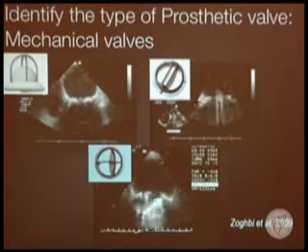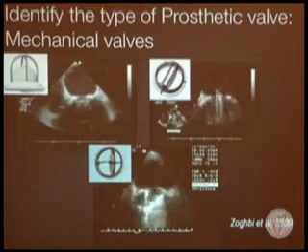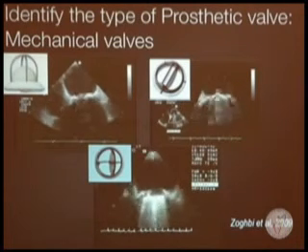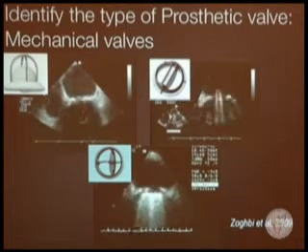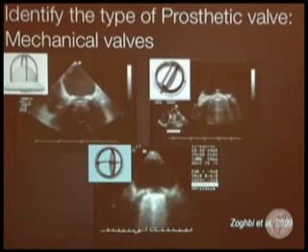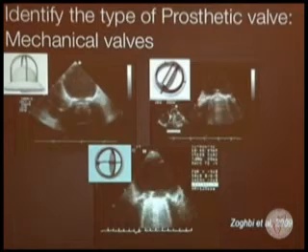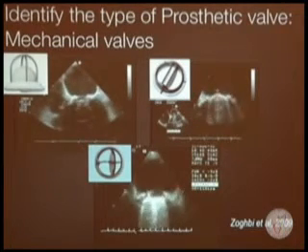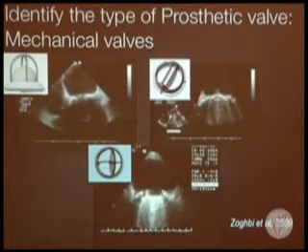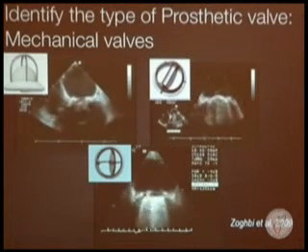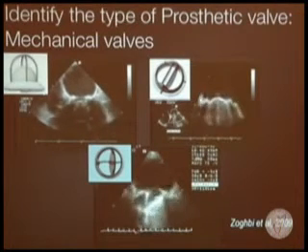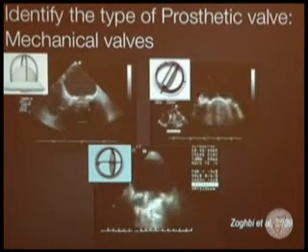These are images of a mechanical valve. This is the caged ball valve. You see here there is a movement of the ball. This is a bileaflet tilting disc. You can see here by TEE very nice motion of the bileaflet tilting disc. This is a single tilting disc. You see here.